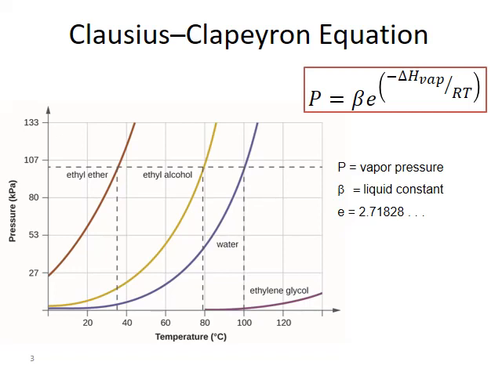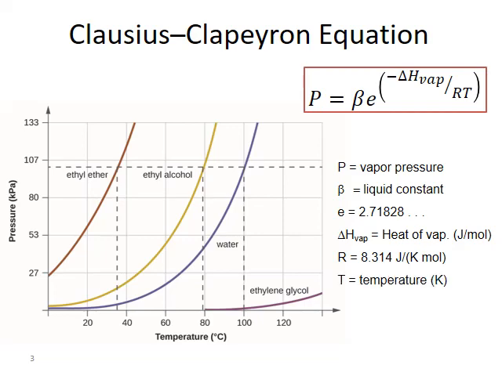Inside these parentheses, delta H vap represents the enthalpy or heat of vaporization in units of joules per mole. R is the ideal gas constant. We use a slightly different form of the ideal gas constant than you may have used last semester. When R is converted into units of joules per Kelvin per mole, its value is 8.314. Finally, T represents temperature in units of Kelvin.